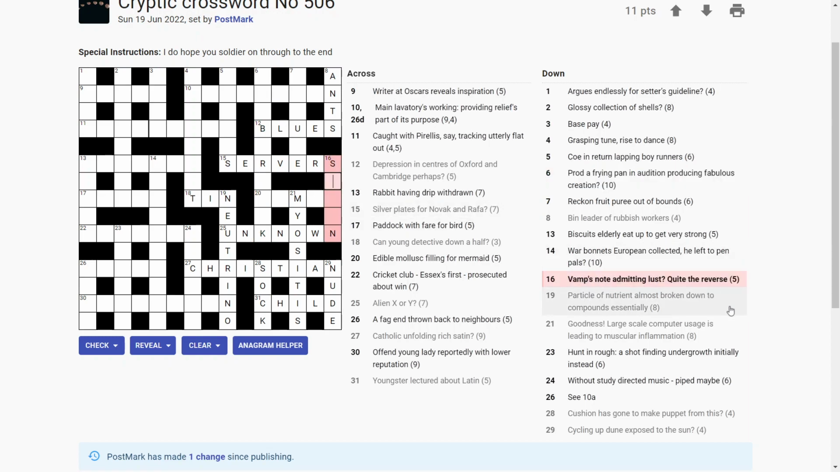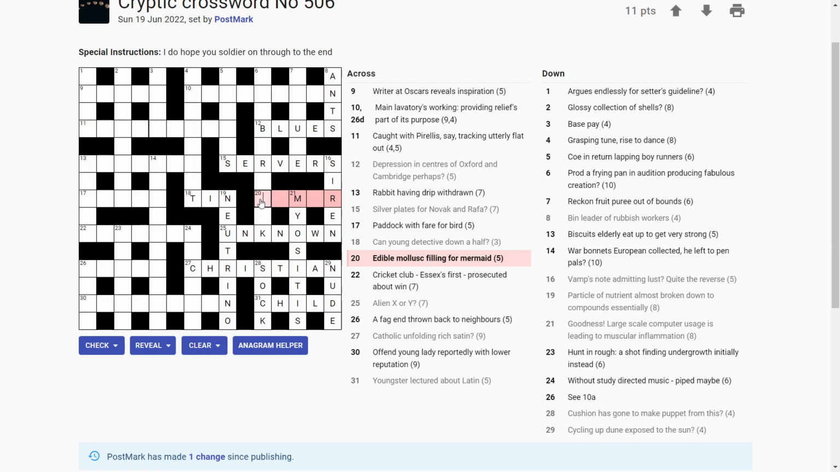Vamp's note admitting lust, quite the reverse. Note admitting lust. That's really lust. Sin? Yeah, it's really so sin with a note in it. Do, re, mi, siren? Is a vamp a siren? Yes, I think so. So that is sin, which is lust with a re, as in do, re, mi, and note. Good. So if this is something to work, this will begin with O.